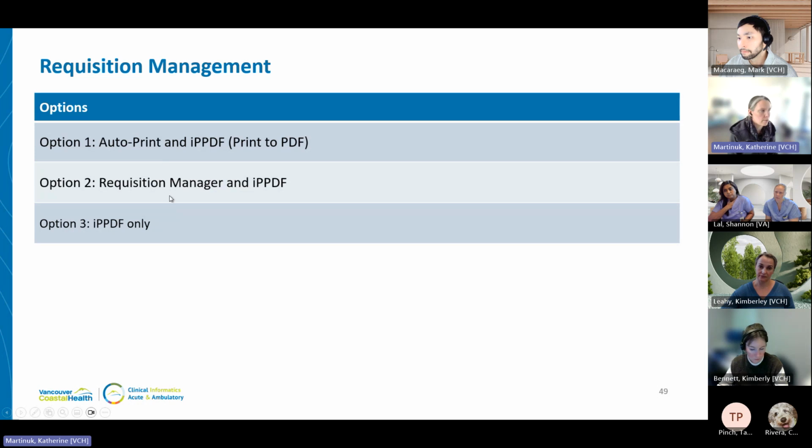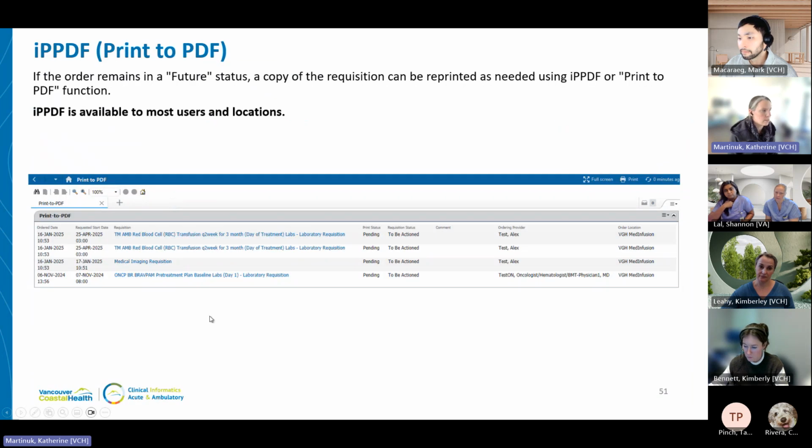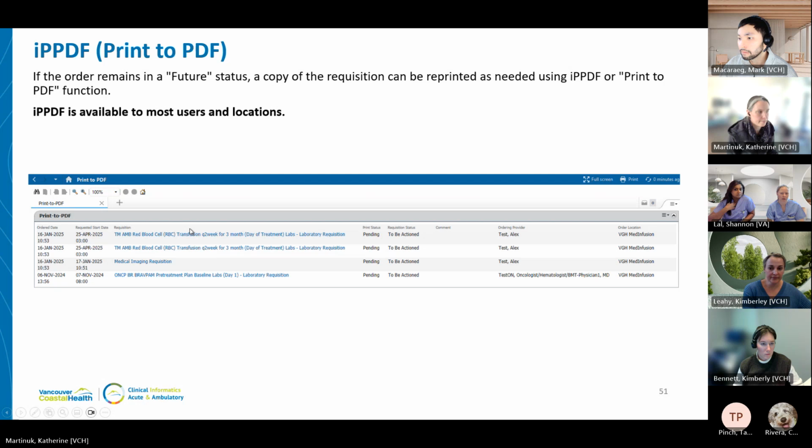But I think requisition manager, this is an image of print to PDF, by the way, so I should have shown you the pictures. It is a list in Cerner of every lab requisition that's been generated. And all you have to do to open it is just click the hyperlink, then you can print it.